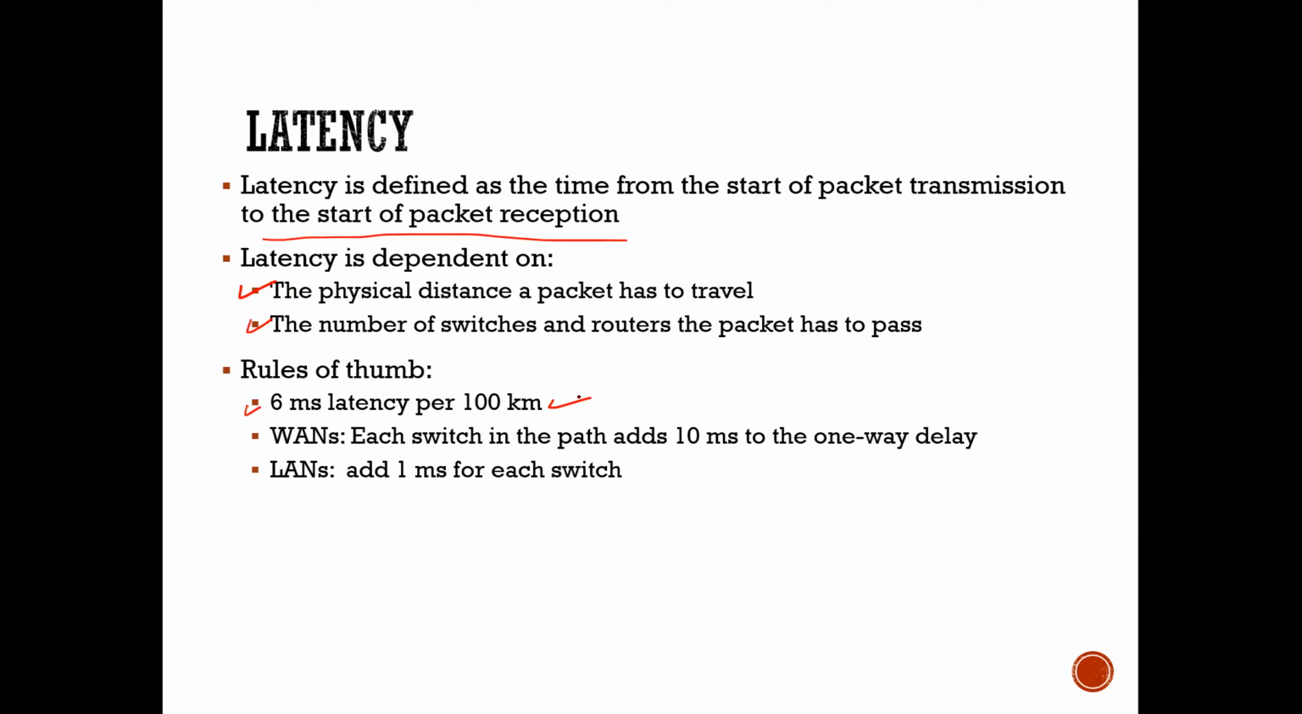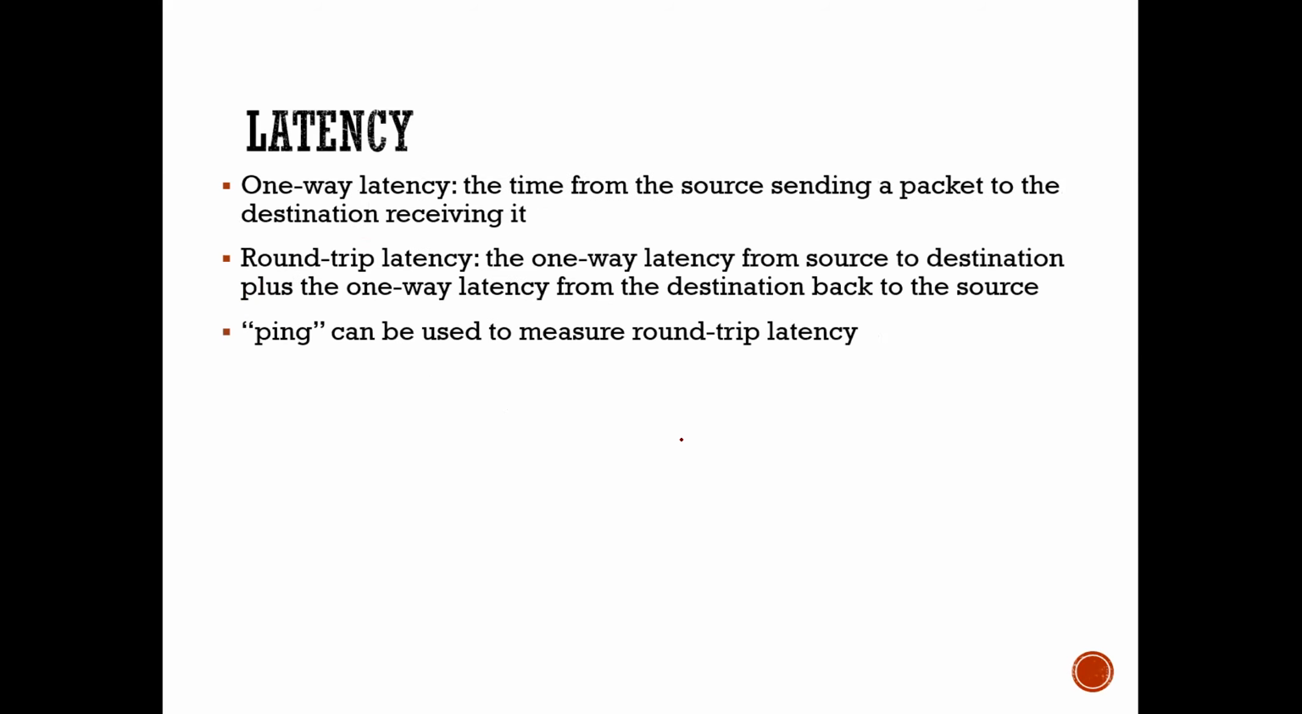rules of thumb and thumbs، طبعا هذا الرمز يقول 6 ملي seconds latency per 100 kilometers. هذا الأشياء الرولز. الوان each switch in path add 10 microseconds to one-way delay. LANs add 1 millisecond for each switch. latency one-way latency the time، هذه التعريفات في عندنا one way والround trip.